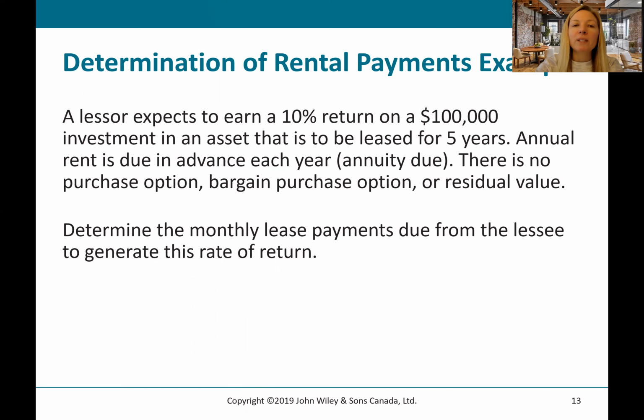So what do we know here? We know that the lessor has invested $100,000, so the equipment cost $100,000 to purchase, and that they want to earn a 10% return, and that the lease will be for 5 years. The other thing that we're told is that the rent is due in advance, so it's annuity due basis. And what does that mean?